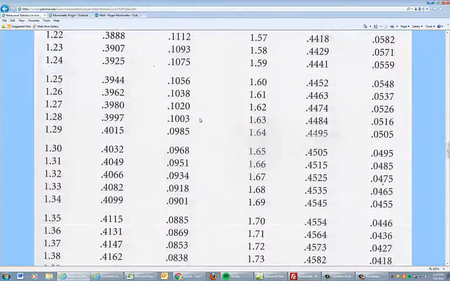There it is right there, 1.29. And we're looking for column 2. Column 2 is 0.4015. And remember, we had to take column 2 and add it to 0.5000. So if you take this and do that, we end up with an answer of 0.9015. Or over 90% of students scored below a score of 89. So if you got a score of 89, you did pretty good. So 0.9015 is our answer for this problem.